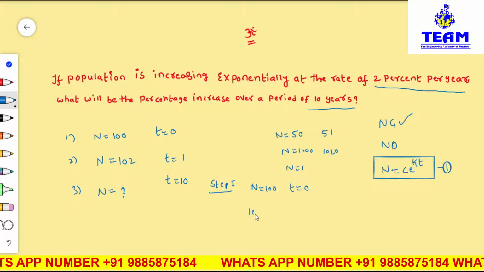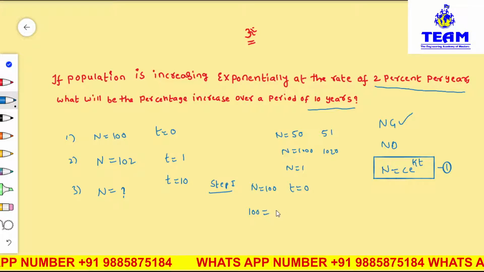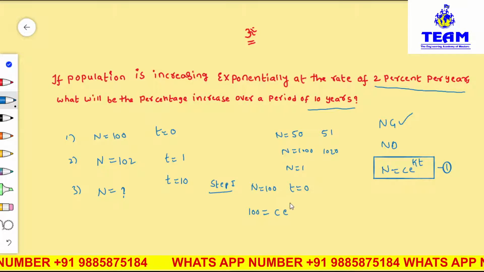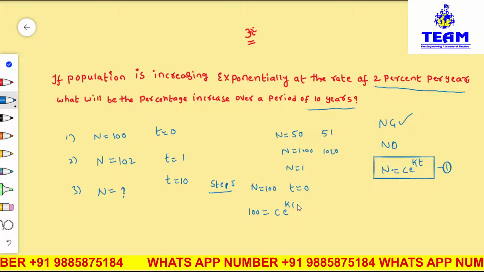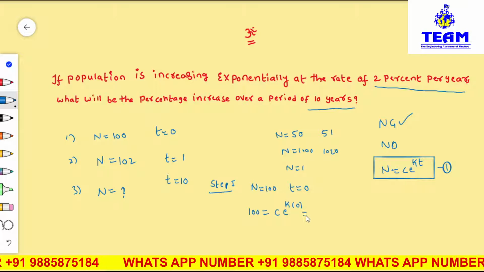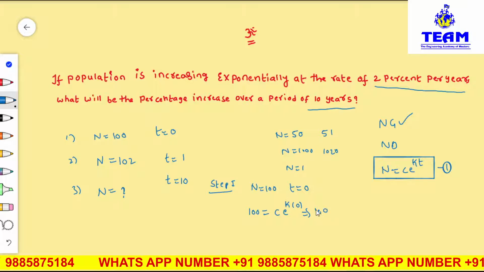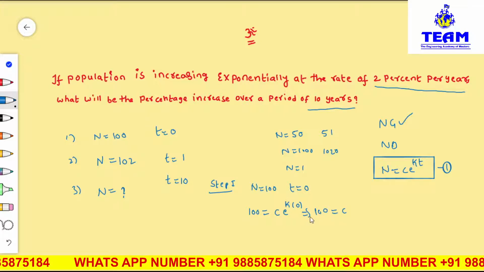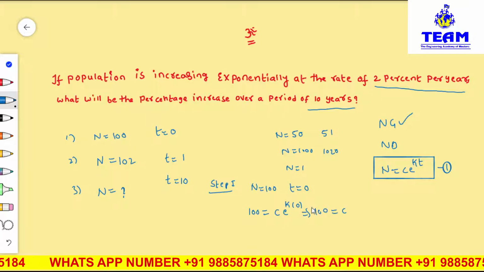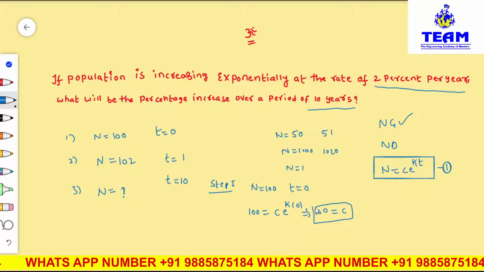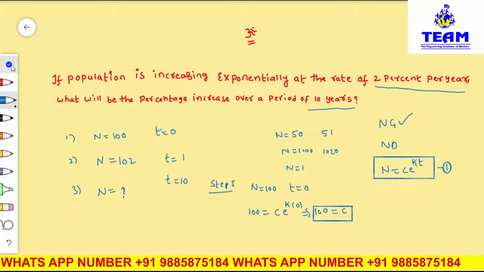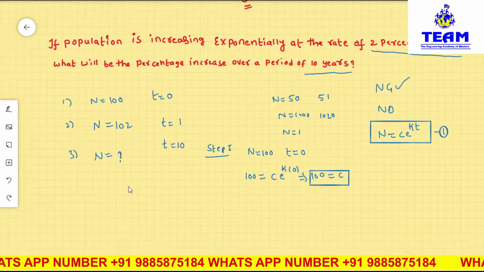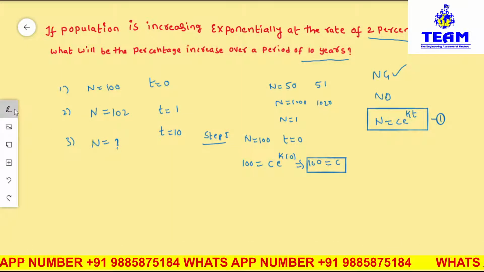See, 100 is equal to C, we don't know, e to the power of k, also don't know, into t, which is 0. This implies 100 is equal to C into e to the power 0, which is 1. Therefore, what are you getting now? C is equal to 100. Okay, friends. Next, go for step 2. In step 2, you will get the k value.